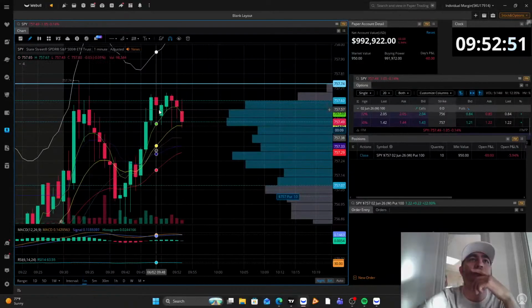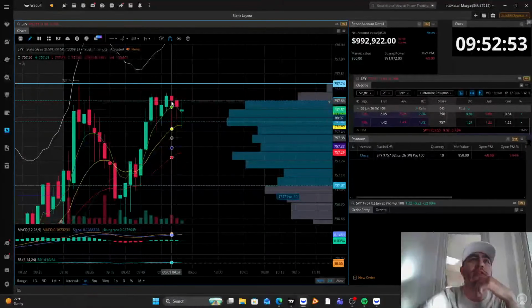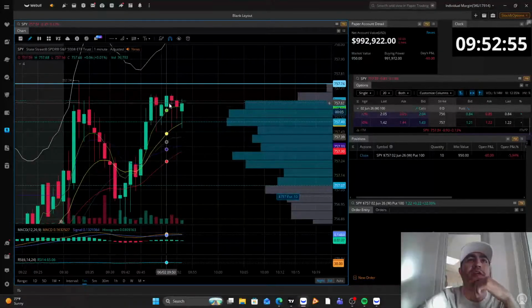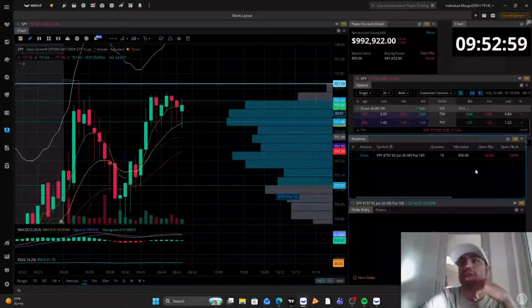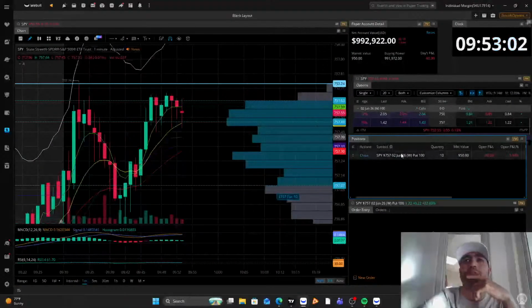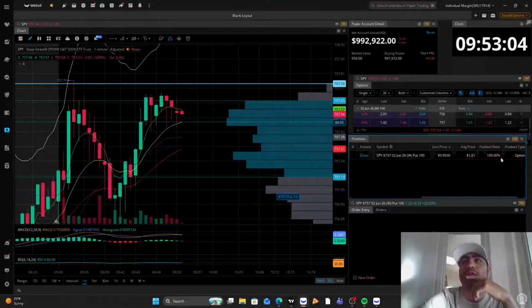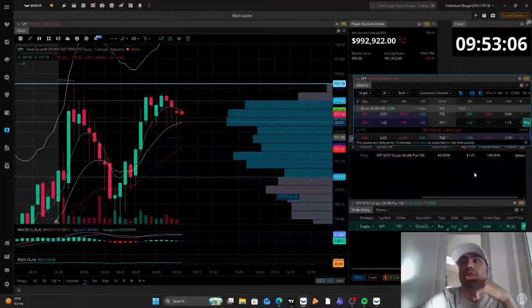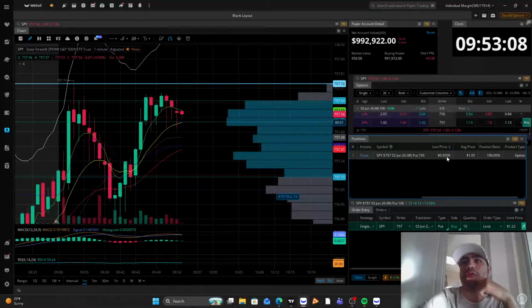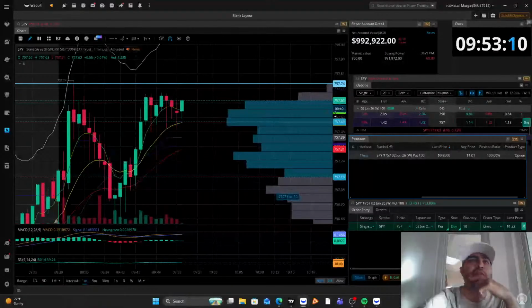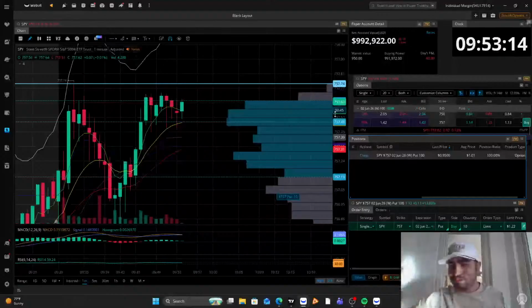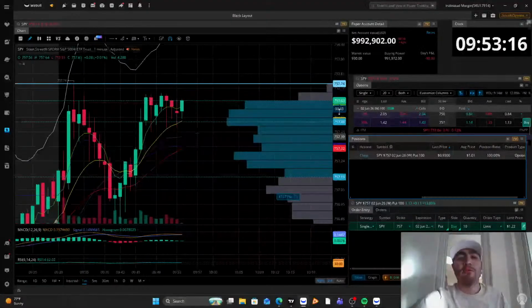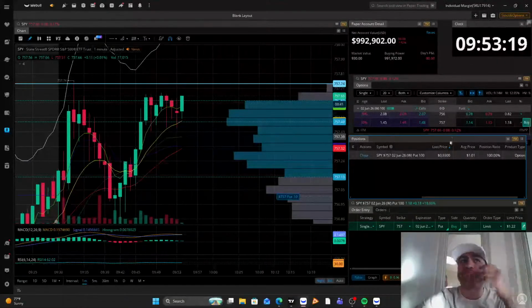How we doing? All right, so it looks like we kind of consolidated right here. Not too bad of an entry. Multiple 13 tests. Looks like we're still down on the play. We should be up, I think. Last price 95. Okay, while we're waiting for this to play out.